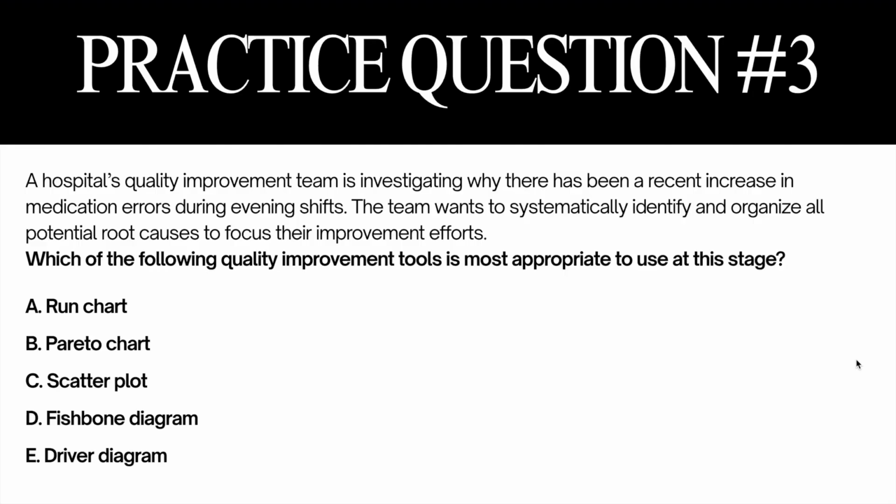And last question, a hospital's QI team is investigating why there has been a recent increase in medication errors during evening shifts. The team wants to systematically identify and organize all potential root causes to focus their improvement efforts. Which of the following QI tools, charts, or diagrams is most appropriate to use at this stage?